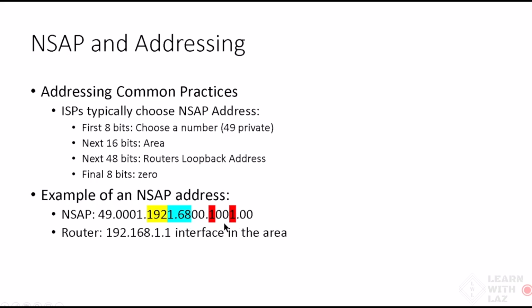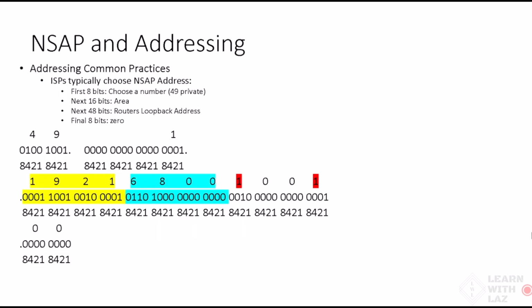And then you have one, and then the N selector is 0. Now this is an interface within the area, in area 1. But let's take a look at that in binary. So remember these right here? I put this up here again, but check it out. Here you have 49. Here's the 4, and the 8 is turned on, the 1 is turned on, that's 49. That's how they came up with that 49.